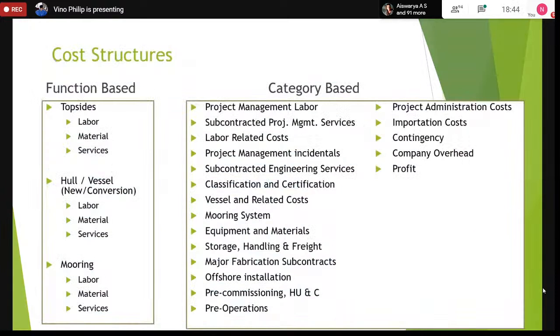So these are the two cost structures I want to explain to you. The function-based cost system is what I used at SBM Offshore. We defined the cost structure based on topside, hull and vessel, which is either a new build hull or a conversion vessel, and then the mooring. And we have three major categories: all the labor; all the material, which is meant for the topside, or procured material for marine items like offloading; and also the mooring material like mooring tails and chains for the mooring system. And then the services are things like third-party inspections. In the case of topsides, we have third-party engineering services. In the case of hull, we have third-party certification.